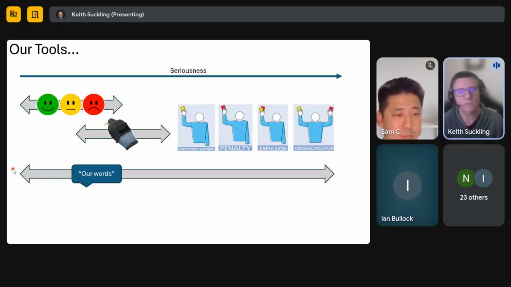We can also use our whistle. The number of referees who use a small toot toot at someone to let them know that what they've just done is not okay is a nice, easy step for everyone else to understand that, hey, what that person did, oh, that's not okay. That's where the line is. That's a good step.